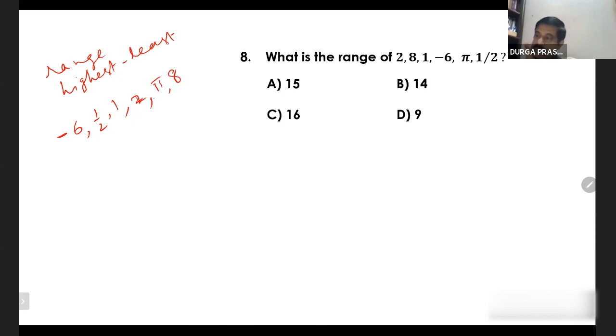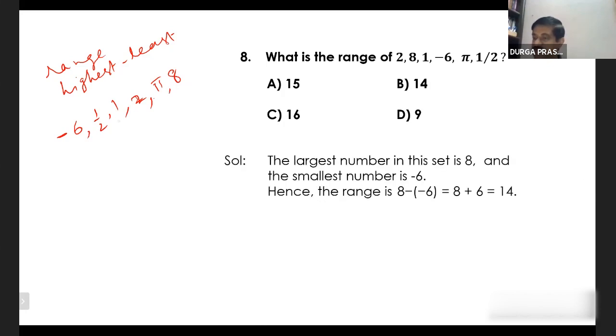So 8 minus of -6. Highest is 8 and lowest is -6. So the difference of those two we should take. 8 minus of -6 is 14. So which is option B. So that is the range.